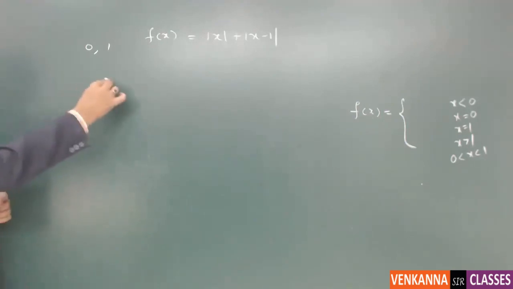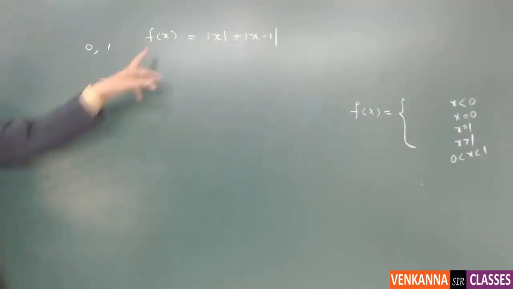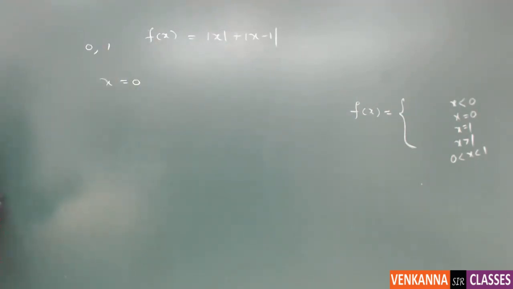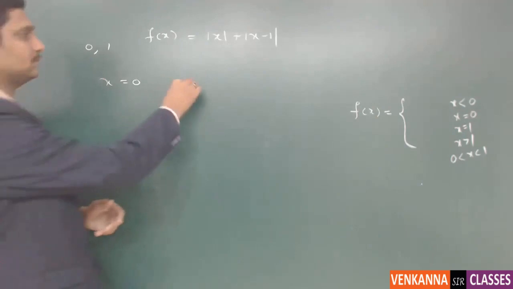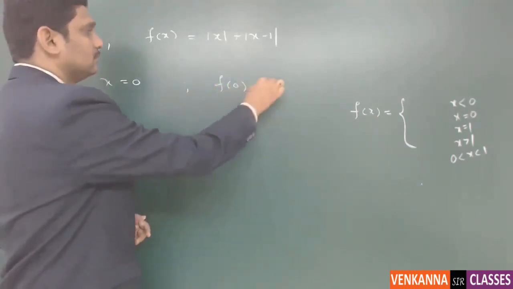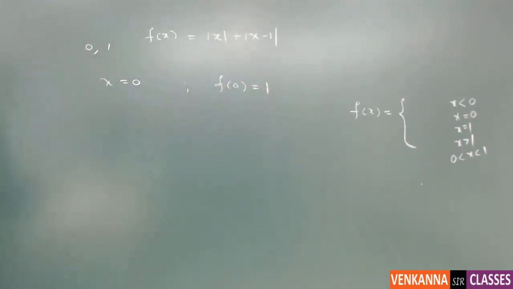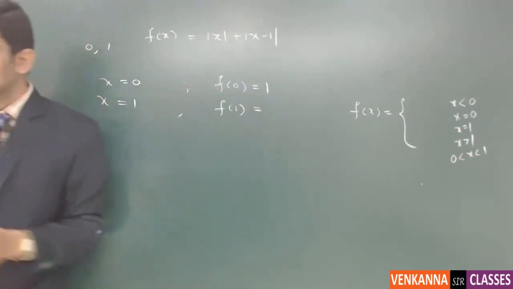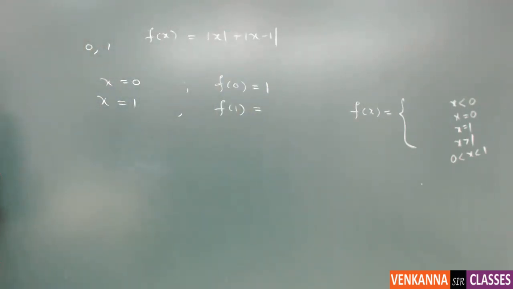Right. So first of all, if x equal to 0, then what will be f of x? In other words, you are calculating f of 0. Say, what could be the value? If you substitute 0 in place of x, the value will be 1, isn't it? Right. So if x equal to 1, then what happens? You are calculating the f of 1 value. What will be the value? 1.